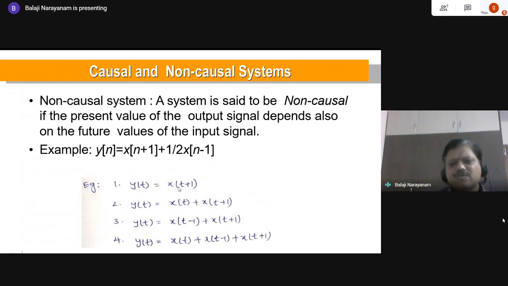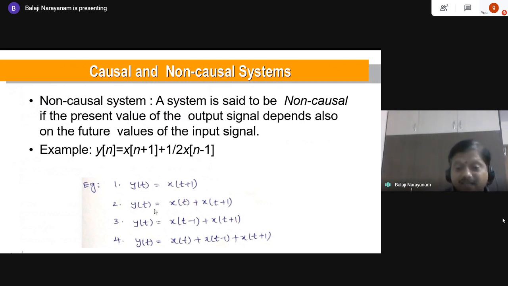Y of t is equal to x of t plus 1. So the output signal depends on the future value. Which one? The output signal depends on the future input values. X indicates input, y indicates output. Y of t, the output, depends on the future input values, and hence it is a non-causal system.